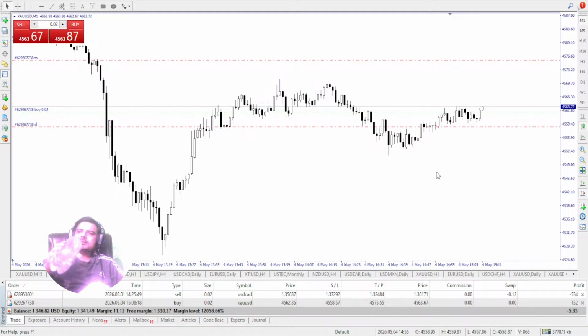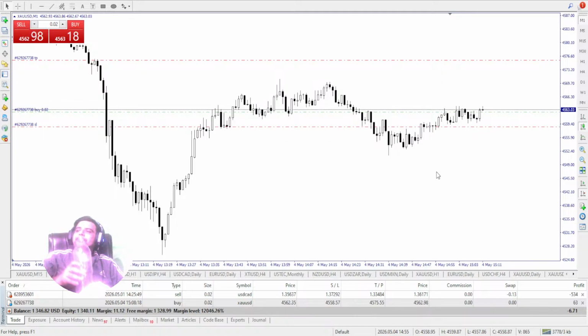So this is a little scalping setup. Let's see what it does to us.